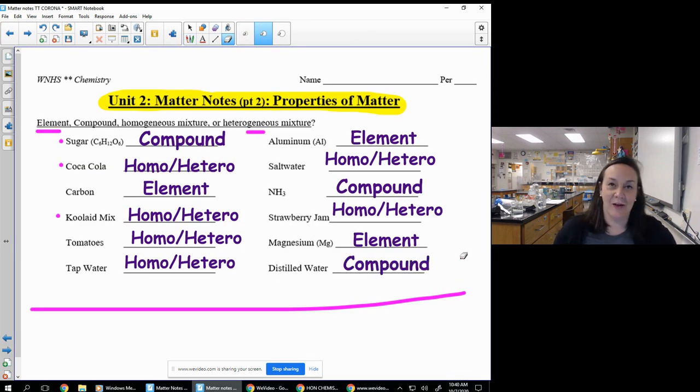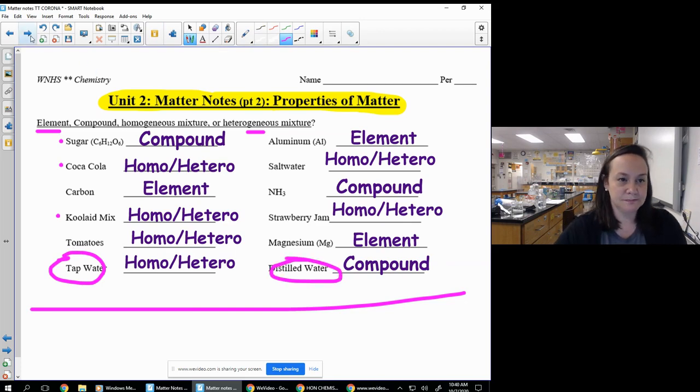Love the bells. Hopefully you got those correct. If you have any questions, please make sure you reach out to me, but do know that I like to put these on the quiz.